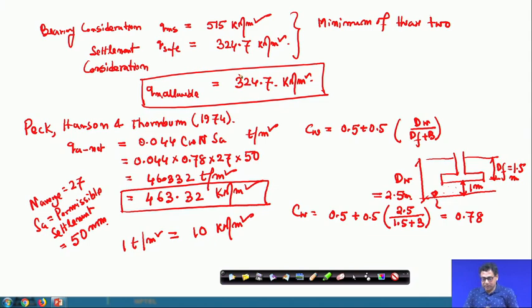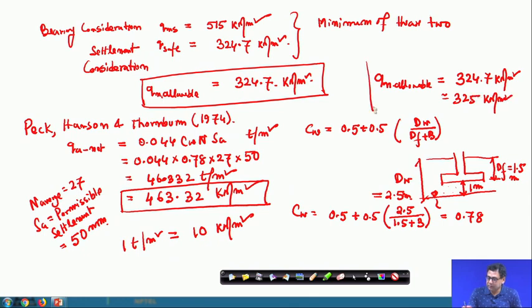Okay. Now, that means finally, I will provide the Q net allowable will be equal to 324.7 kilonewton per meter square, or 325 kilonewton per meter square. So, this is the final recommendation we are getting.